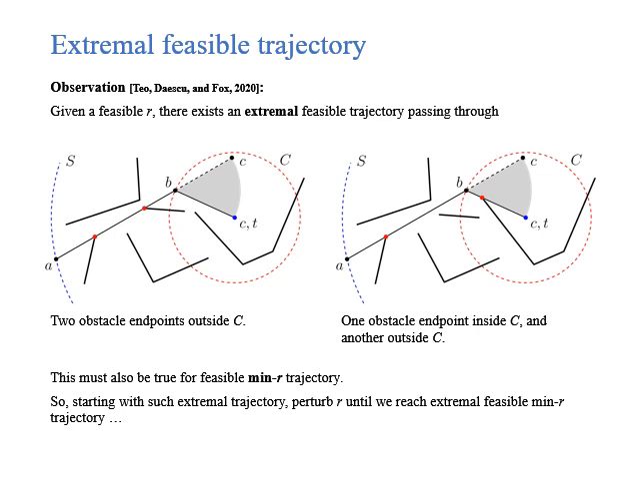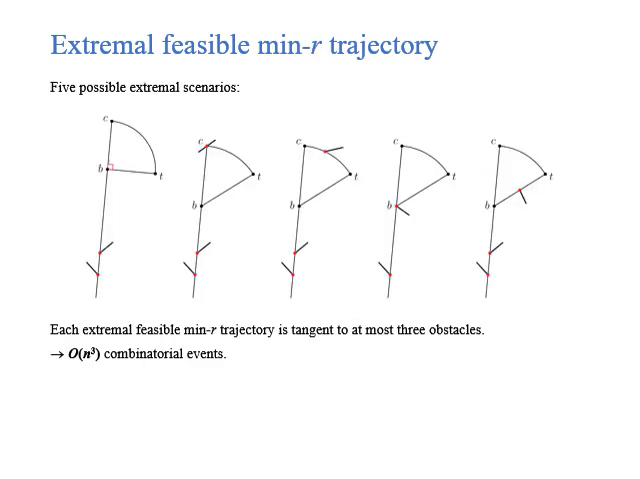So we're going to start with such extremal feasible trajectories. Change the value of r until we reach the extremal feasible mean r trajectory. What we have found is that an extremal feasible mean r trajectory must belong to one of these 5 possible scenarios, where the extremal conditions are indicated in red.